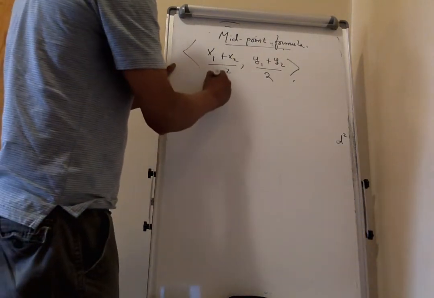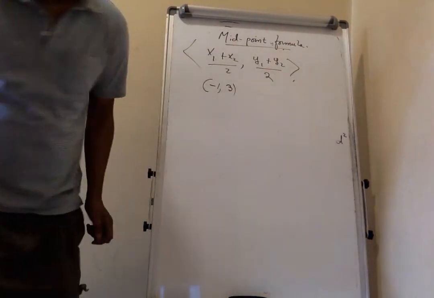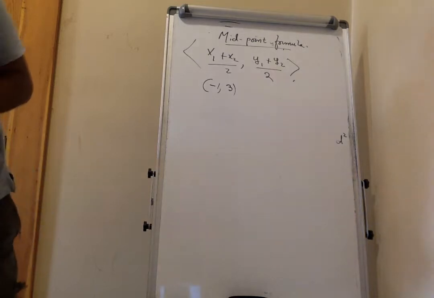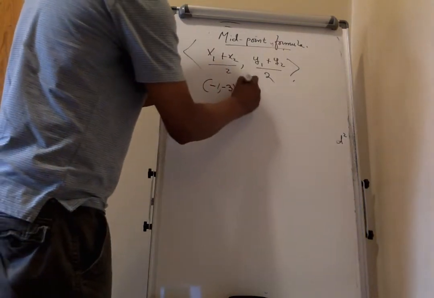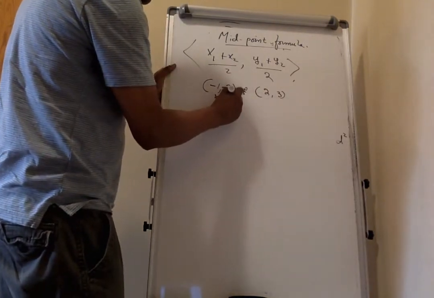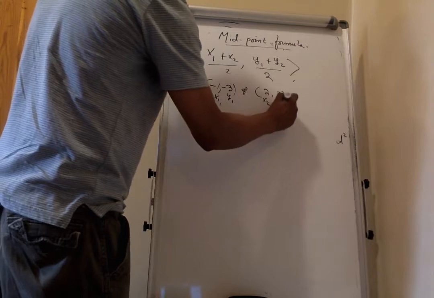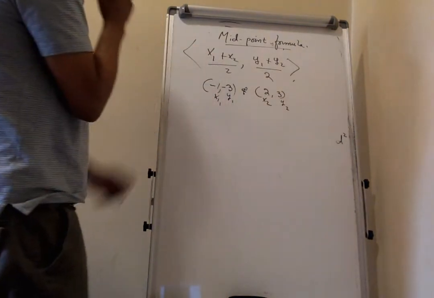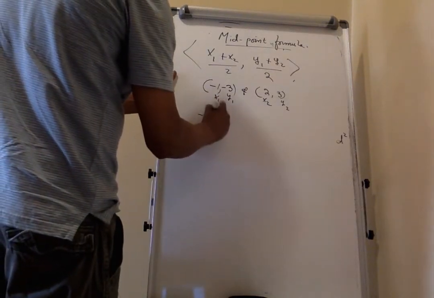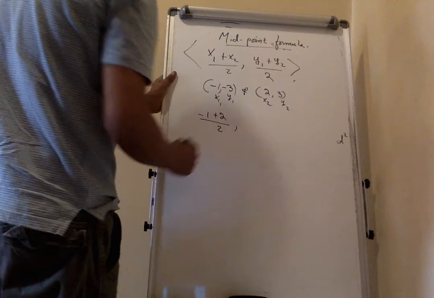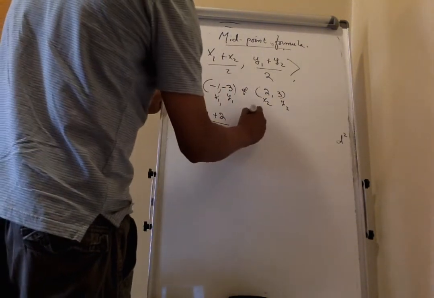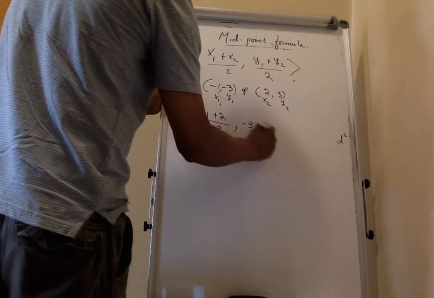Find the midpoint of the two ordered pairs, -1, -3, and 2 and 3. So you have x1, y1, x2, y2. So the midpoint for x would be what? -1 plus 2 over 2. And then for y, y1 plus y2 would be -3 plus 3 over 2.